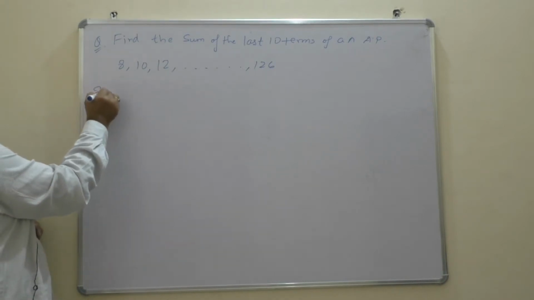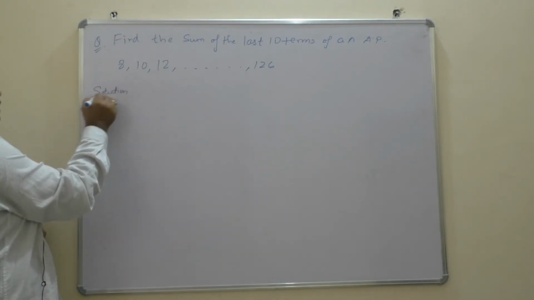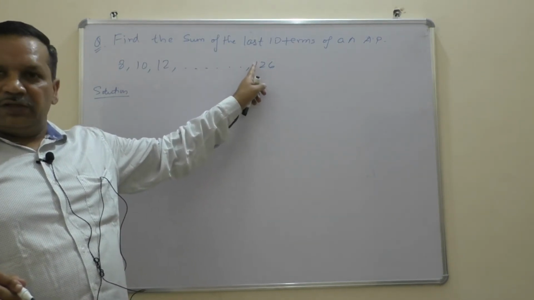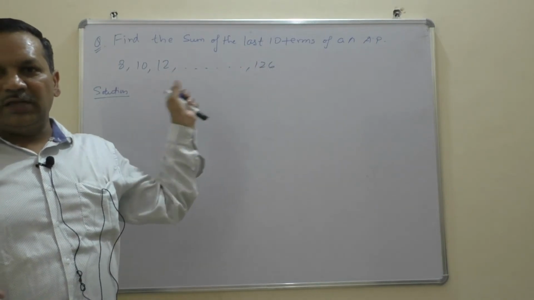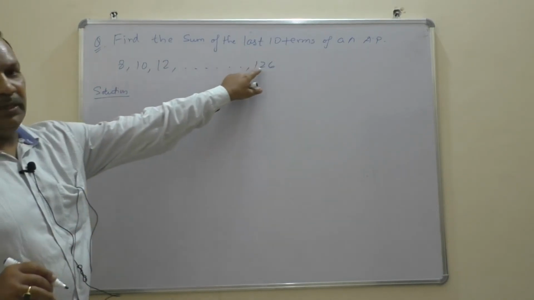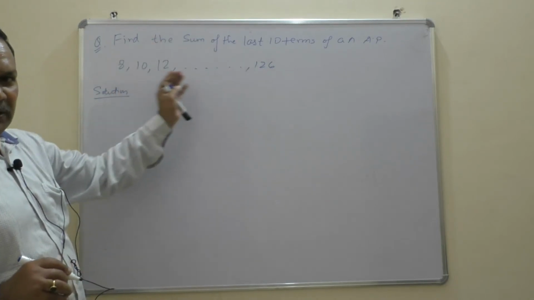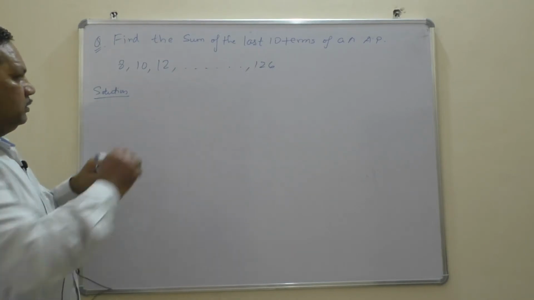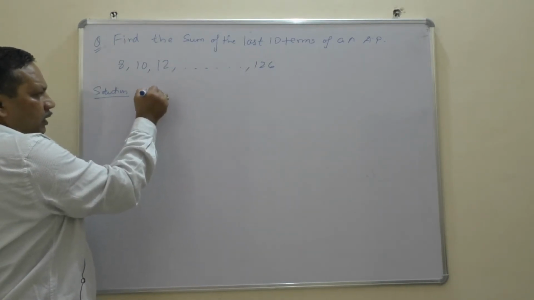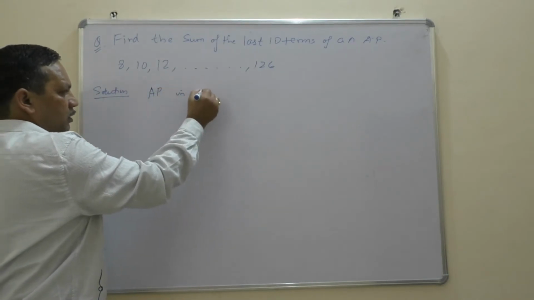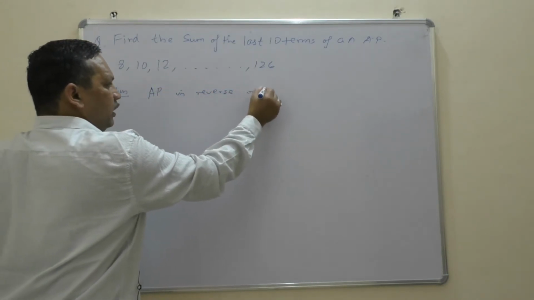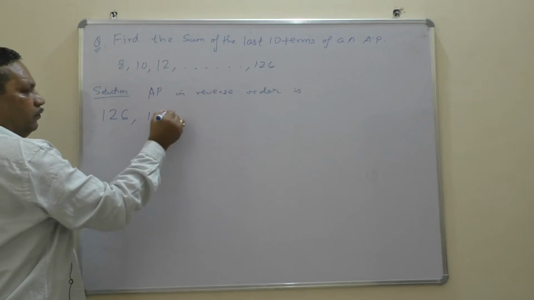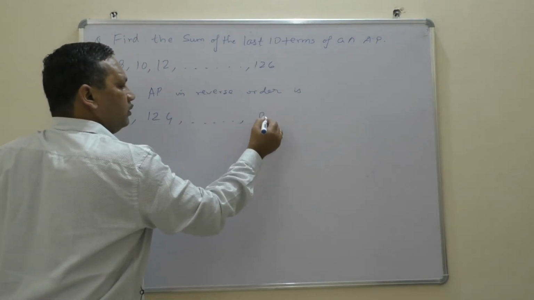Clear? Now the solution. See, these are the last 10 terms. What is the last term? 126. What is the second last? 124. So it is asking for the sum of these terms. If I write the AP in reverse order, what is the first term? 126, then 124, and so on up to 8.